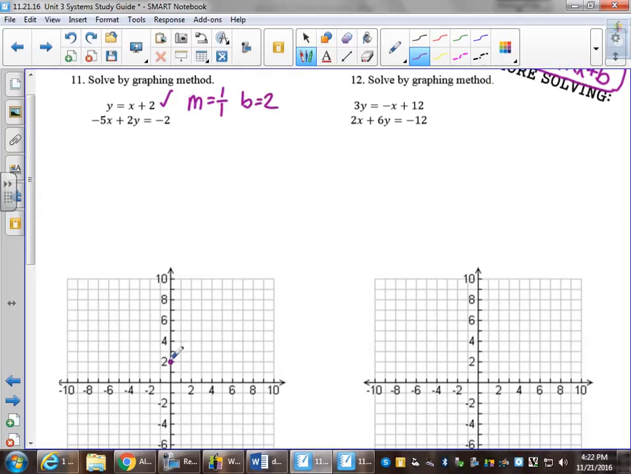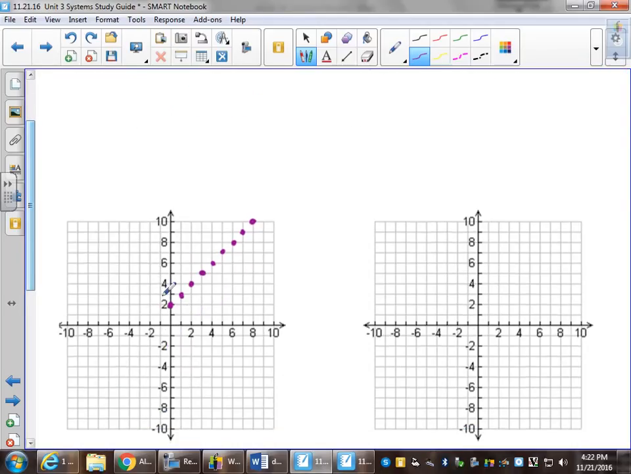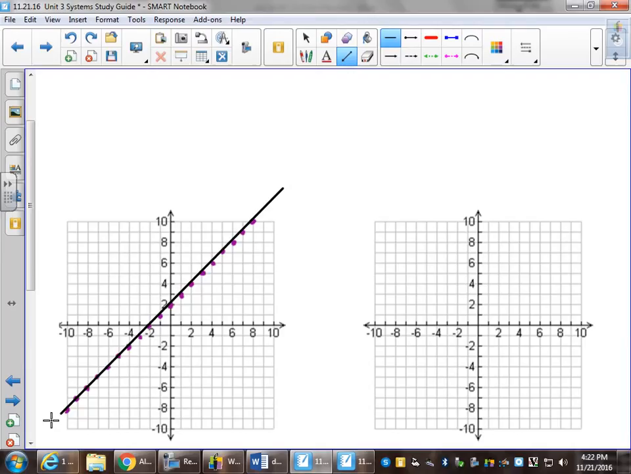So I go to 2, plot my y-intercept. My slope means up, rise over run, so up 1, right 1. Up 1, right 1, and I'll keep doing this. Remember, the first line, you want to graph as many points as possible because it makes finding the point of intersection easier. So I went up 1, right 1 as many times as I could, and now I'll go down 1, left 1 as many times as I can. Keep going. Okay. Using a straight edge, let's graph our line.